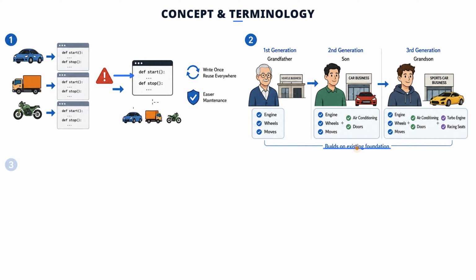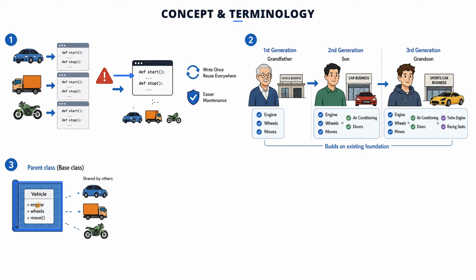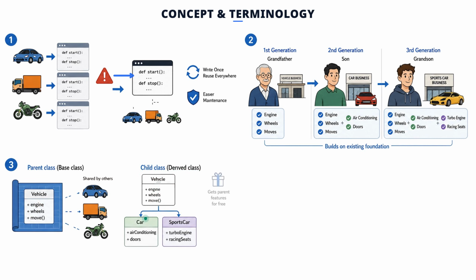When we write this in Python, there are four essential terms to know. First is the parent class or base class. Think of it as the original blueprint containing the shared variables and methods. Second is the child class or derived class. This is the new class that inherits from the parent. It gets all the parent's functionality for free and then adds its own unique features.